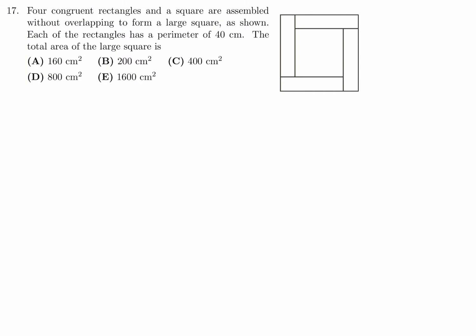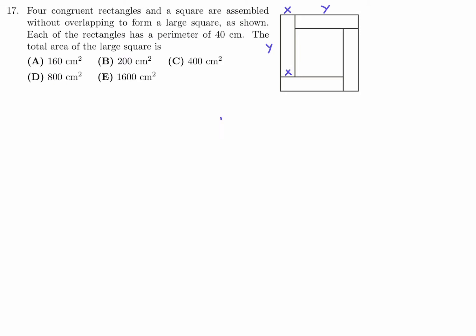4 congruent rectangles and a square are assembled without overlapping to form a large square, as shown. Each of the rectangles has a perimeter of 40 centimeters. The total area of the large square is. Let's start labeling this. Let's call this segment X and this long segment Y. And therefore, this will be X, obviously, since that's a rectangle, and that's Y. And so is that.